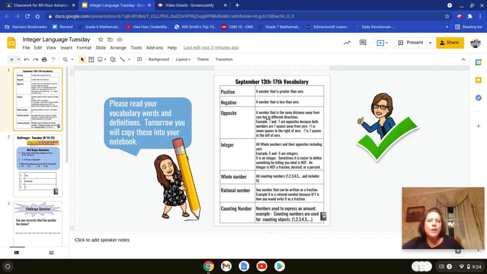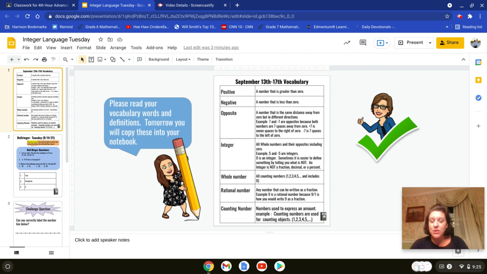I want to go over with you your vocabulary. Remember, I'm a big believer that math is a language, and so you have to know what the words mean in order to know how to solve them, in order to know what they are asking you to do. So, positive: a number that is greater than zero; negative: a number that is less than zero; opposite: a number that is the same distance away from zero, but they go in different directions.